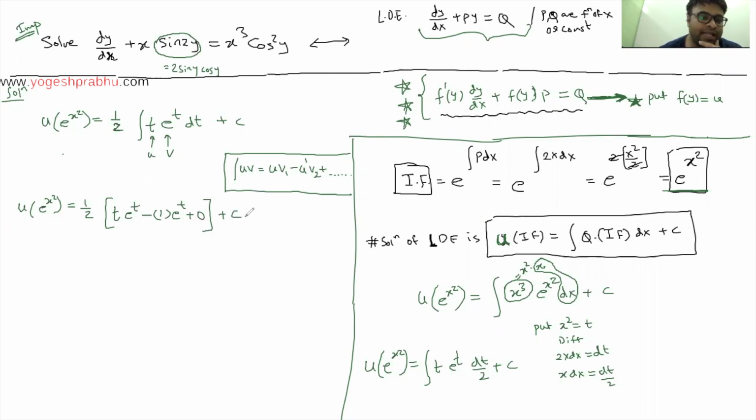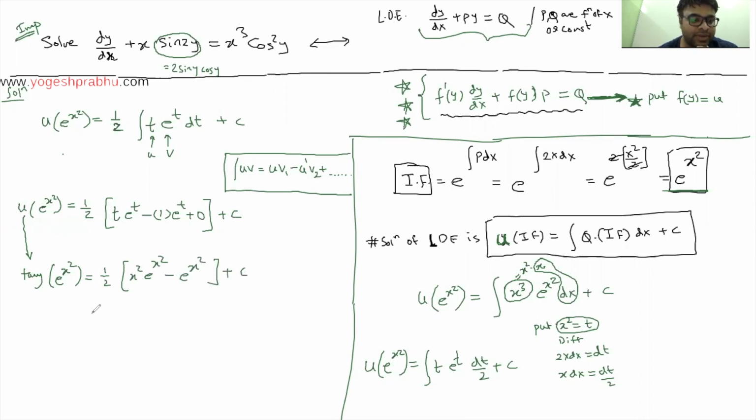Now just note one point: we've actually got the answer, but your answer has to be in the original variables, not t and u. I hope you remember that when we took u, it was tan y, and tan y was treated as u. So let me put that back as tan y, e raised to x squared, equal to 1/2. Let's put the t back. The value of t is equal to x squared. So this is going to be x squared e raised to x squared minus e raised to x squared plus c.